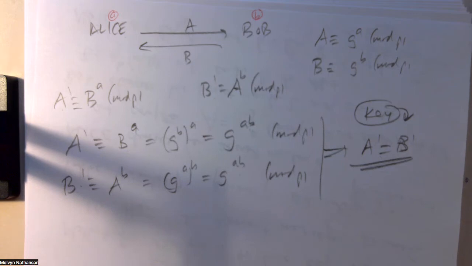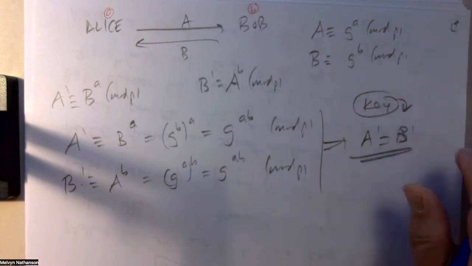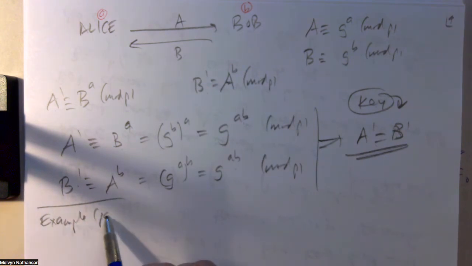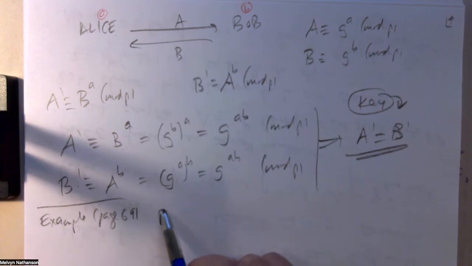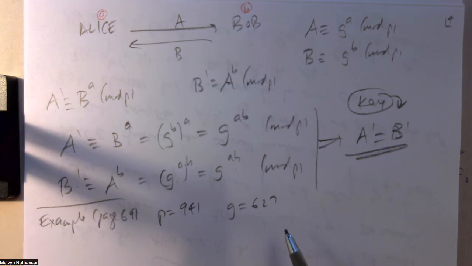So let me just sketch an example, which is the example that's worked out in the book on page 69. And that's the following. You take the prime p equal 941, and it turns out that the number 627 is a primitive root.